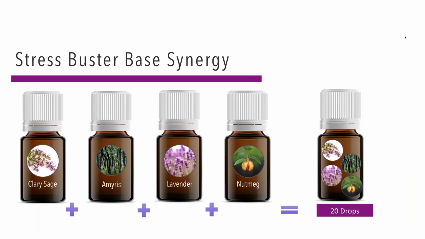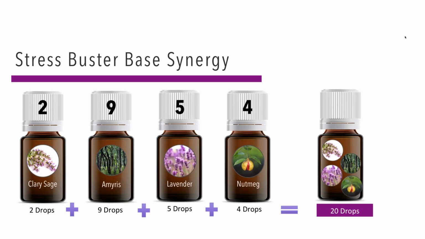Clary sage is a 2. That means we need 2 drops of clary sage. Amyris is a 9 on the intensity scale. Lavender is a 5 and nutmeg is a 4. So that relates to 2 drops of clary sage, 9 drops of amyris, 5 drops of lavender, and 4 drops of nutmeg in our base synergy. Notice your number of drops mirror the intensity score. That adds up to 20 drops for this particular base synergy.